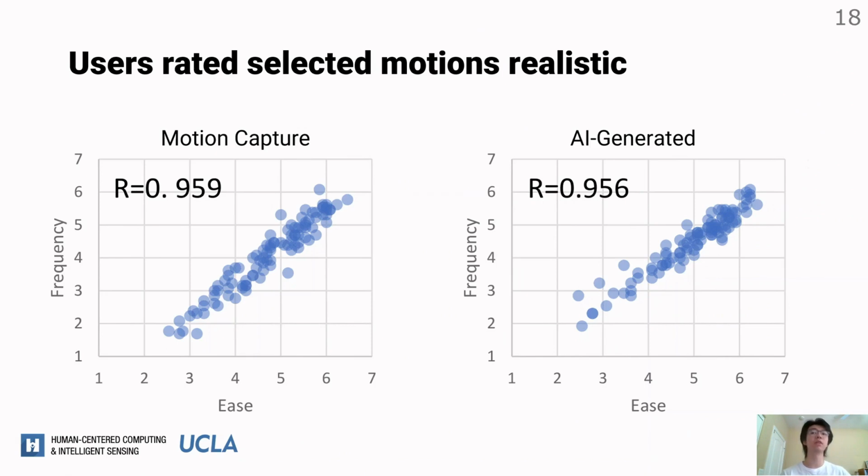We found that frequency and ease were also highly correlated, which is supported by user testimony that harder motions are often circumvented with easier ones when possible.